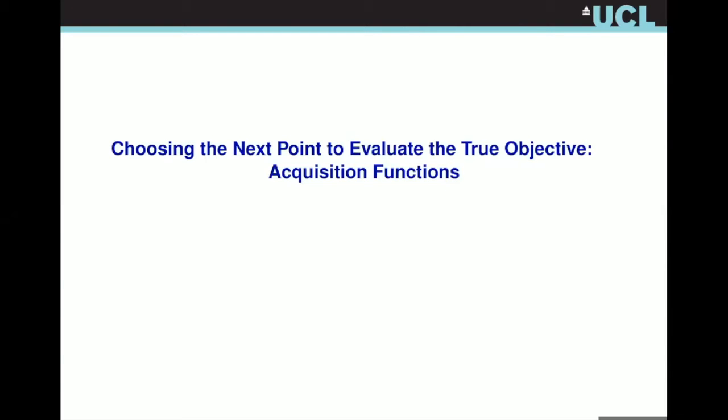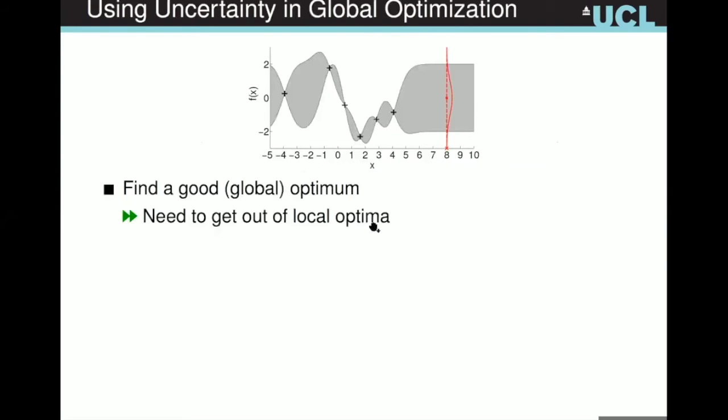If we look at the proxy, in our case, the Gaussian process, what we're going to look at is something called an acquisition function. The acquisition function tells us where to evaluate the true objective function next. And here's again one of the settings that we're looking at. We're interested in finding a global optimum of the true objective function, and we need to use a Gaussian process that also gets us out of local optima.